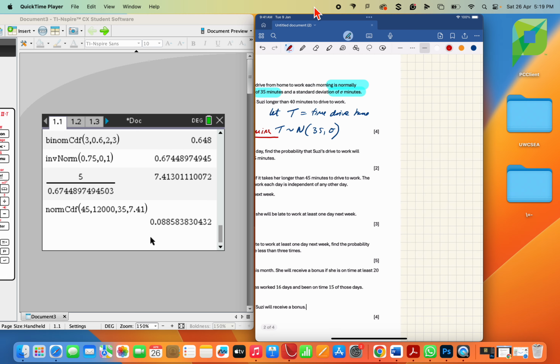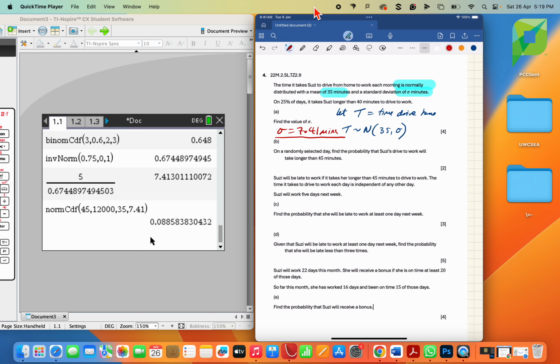Okay, let's go again now. Susie will be late to work if it takes her longer than 45 minutes. Okay, the time it takes to drive to work each day is independent of any other day.